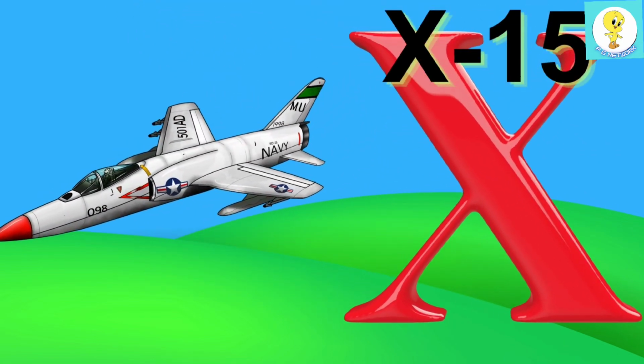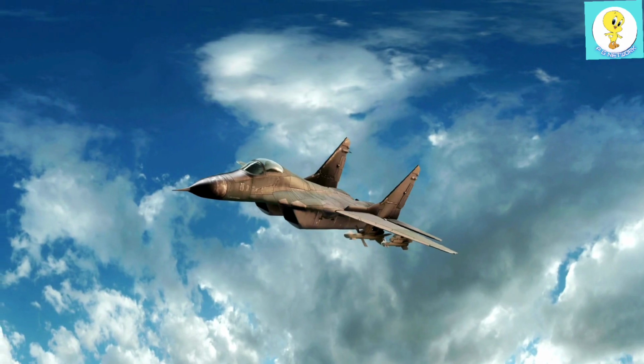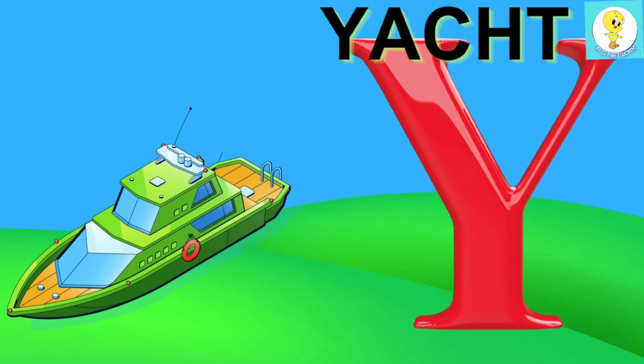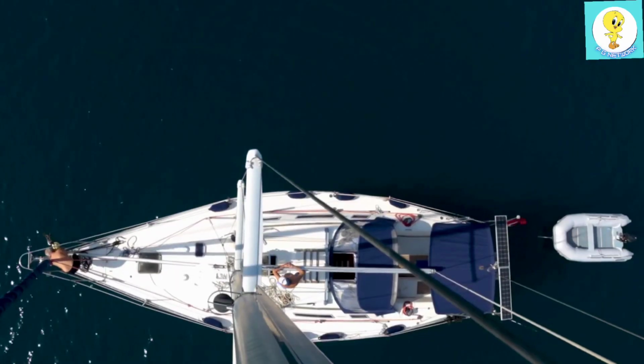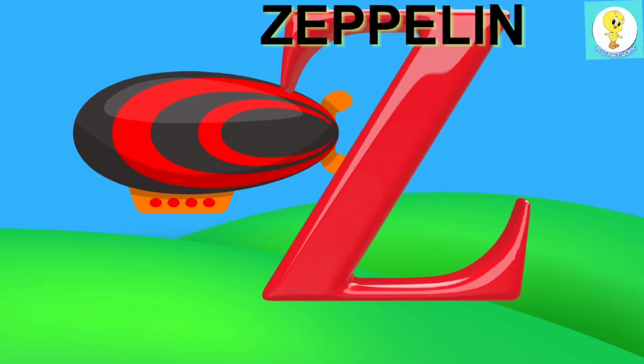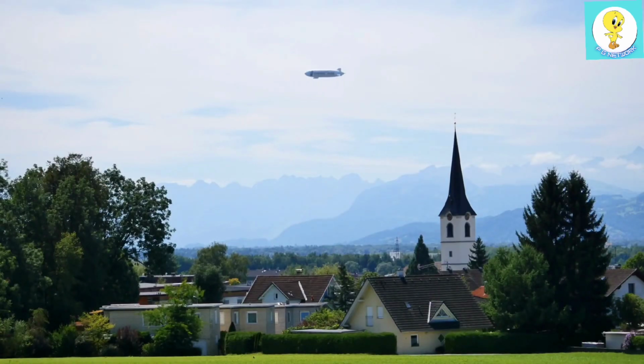X is for X-15. Y is for yacht. Y, y, yacht. Z is for zeppelin. Z, z, zeppelin.